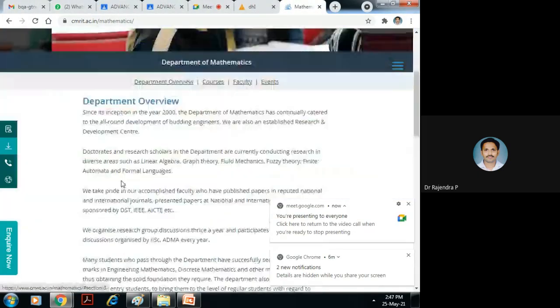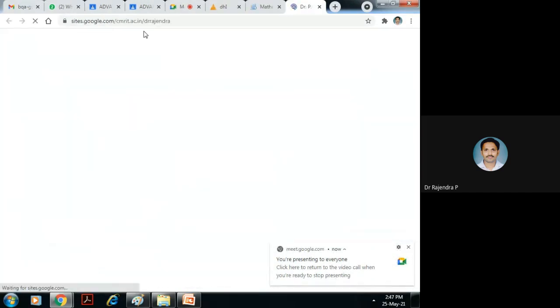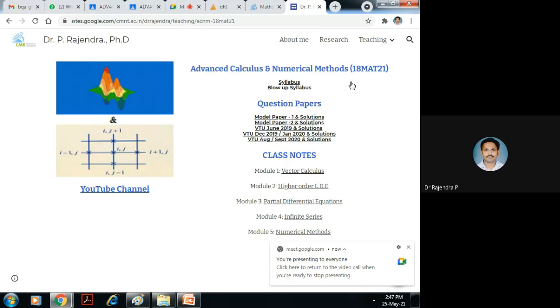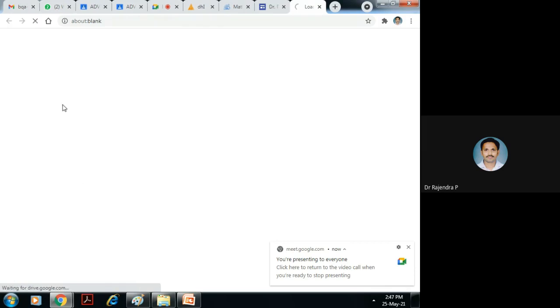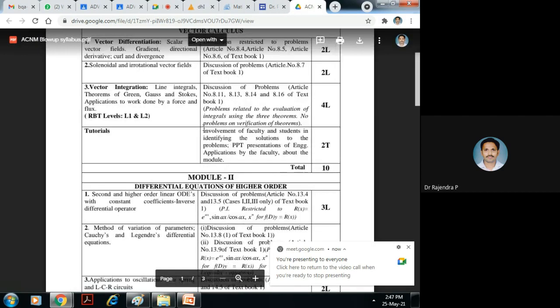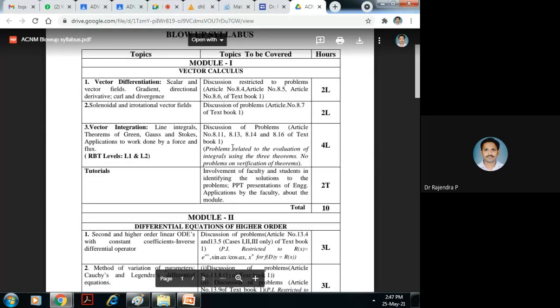So we have to go to the Department of Mathematics and go with my name. Here the teaching tab is there, ACNM. Okay. So, advanced calculus and numerical methods, and we have the syllabus as well as the blow-up syllabus. If you go through this blow-up syllabus, you can see what all we need to cover, because somebody might have doubts about why you are taking it directly.